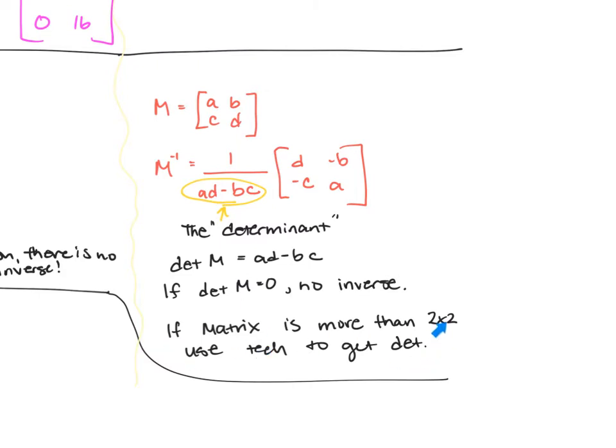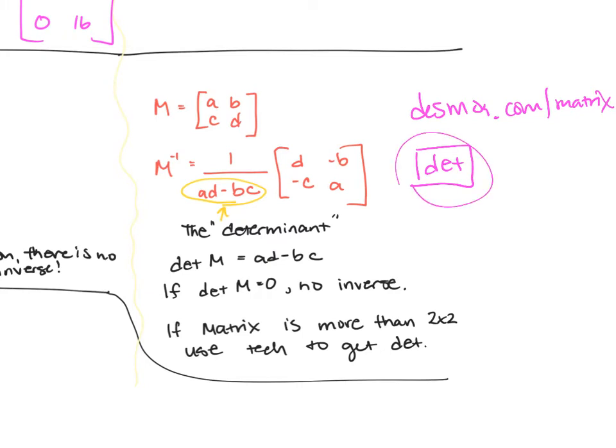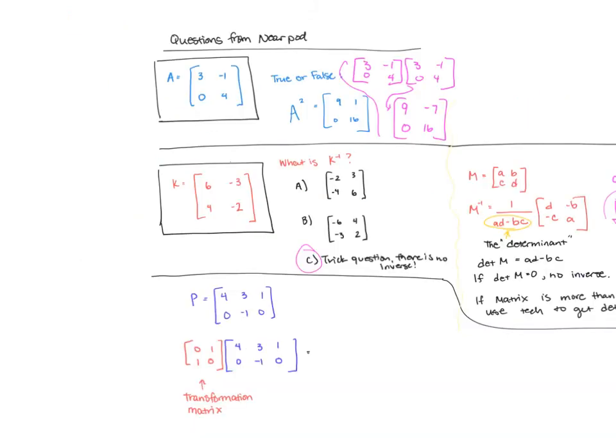If a matrix is more than a 2 by 2, use technology to get this. You can definitely make your calculator do this, and on Desmos, there's literally a button that says det. If you go to desmos.com/matrix, this would help you get, if you had a 3 by 3 or something, it'll tell you the quantity that is the determinant. Let me know if you have questions.